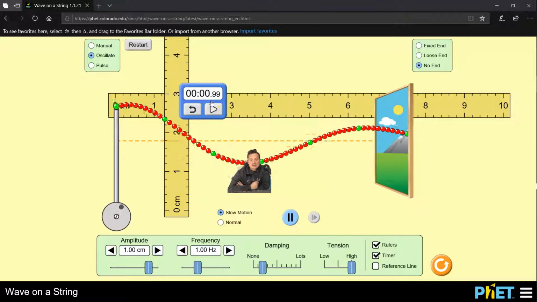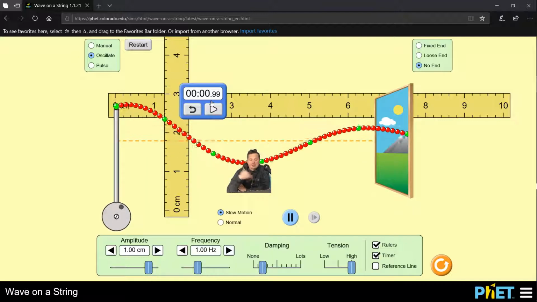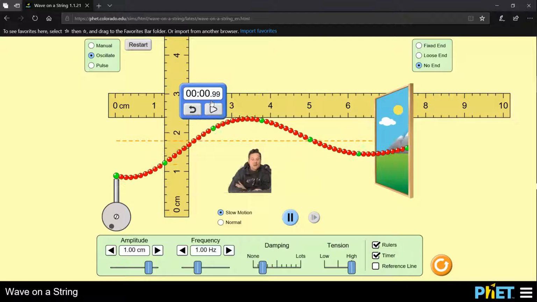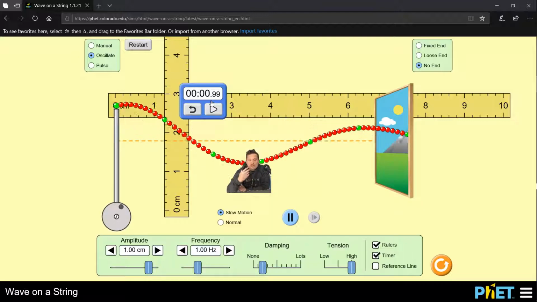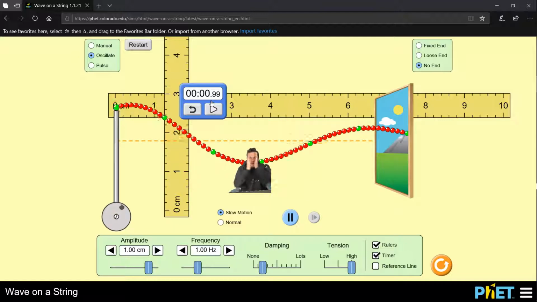0.99, about 1 second. So as I said, there's a deep connection between that piston motion and the oscillation of the bead in a vertical line, and it takes 1 second for each bead to execute its own little cycle in its own little vertical line.